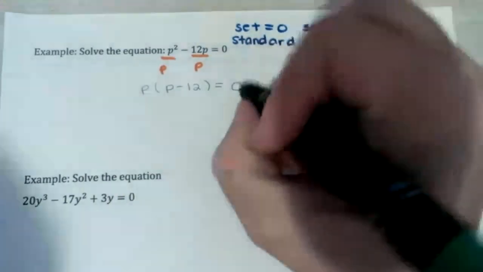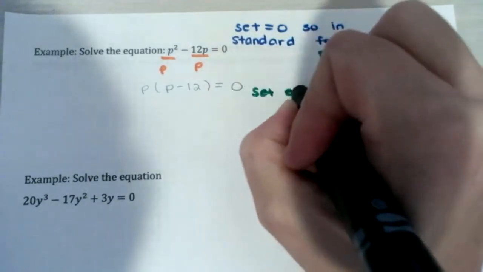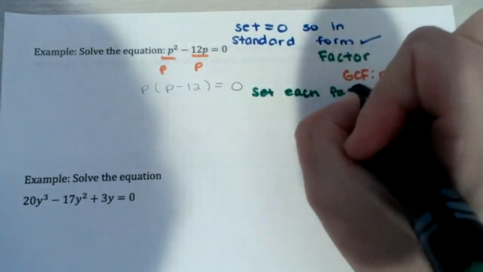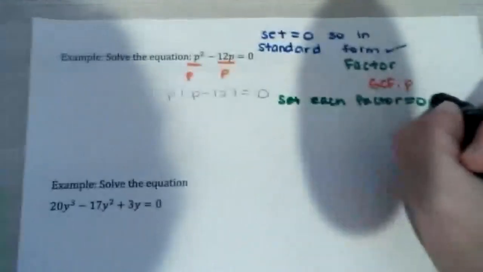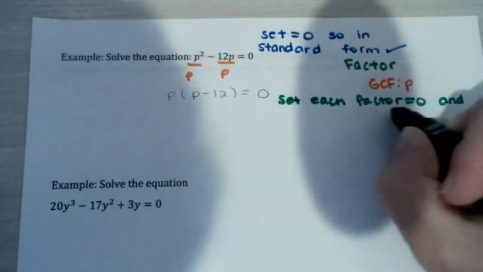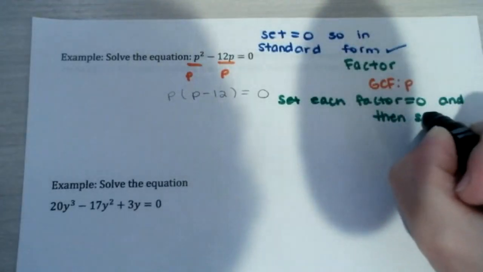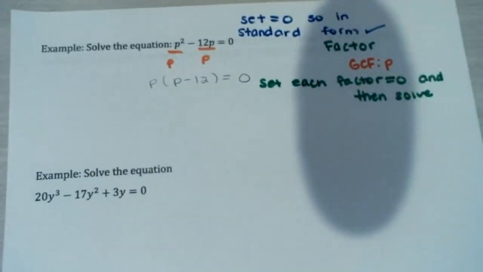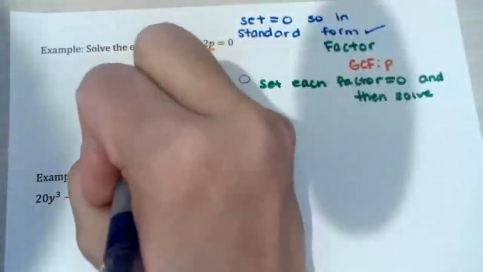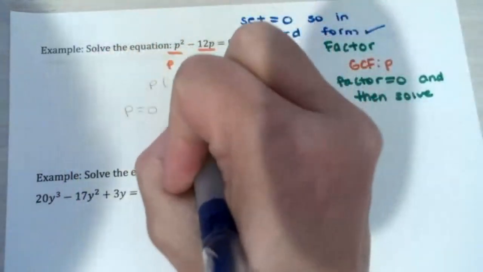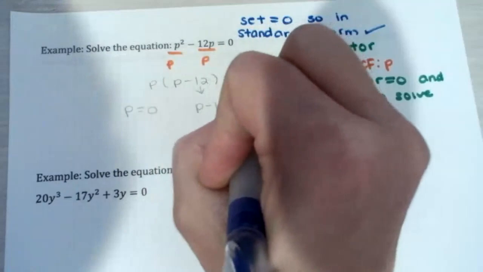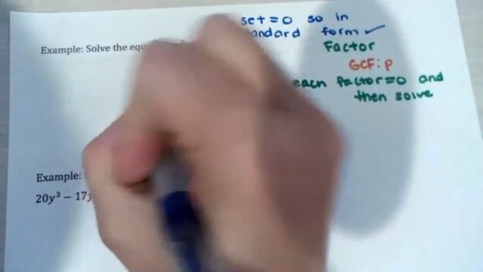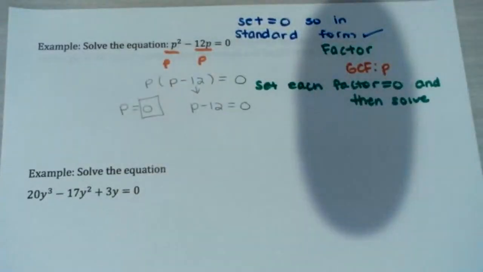So now what we're going to do is set each factor equal to 0 and then solve. So p times p minus 12. P is a factor, so p equals 0. P minus 12 is another factor, so p minus 12 equals 0. P equals 0 is already one answer, so 0 is an answer.